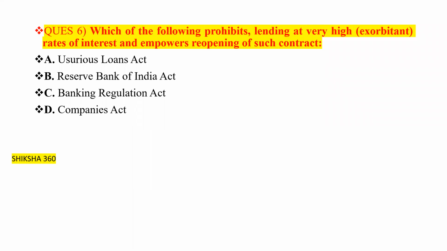Basically we have already discussed this thing in chapter number 3 part 2, clear. Which of the following prohibits lending at very high exorbitant rates of interest and empowers the reopening of such contract, that is the Serious Loans Act 1918, clear. So option number A is the correct answer.